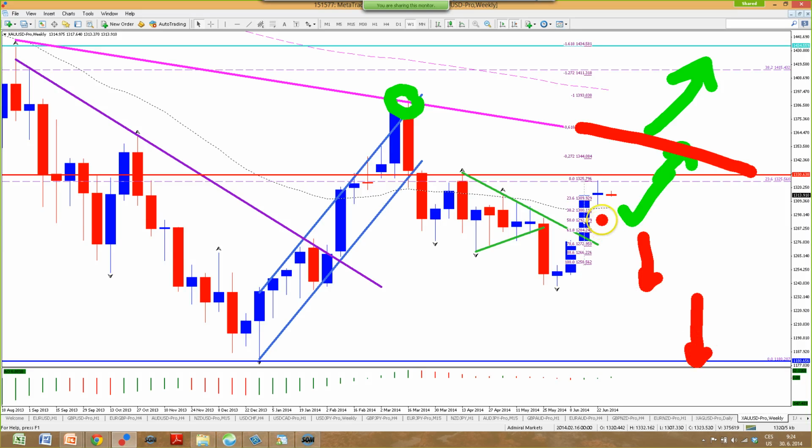But if we break through the 50 fib, then there's potential for bearishness, especially if we break below 1240. Right? So this is the bull and bear line that I would say is useful for the XAU USD.